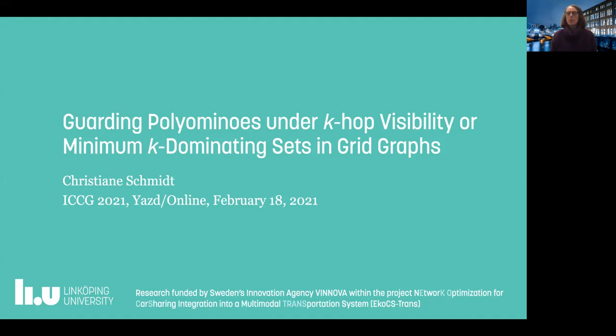I'm from Linköping University, and I'll be talking about guarding polyominoes under K-hop visibility, or minimum K-dominating sets in grid graphs. That research is funded by Sweden's innovation agency, Vinnova, within the project Network Optimization for Car Sharing Integration into a Multimodal Transportation System.